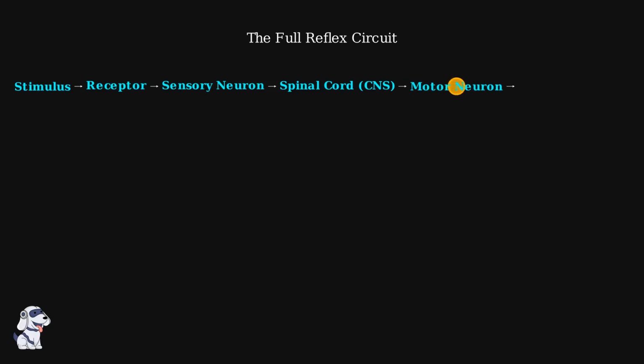To understand the full circuit, let's trace the signal pathway. It begins with a stimulus at the receptor, traveling through the sensory neuron to the spinal cord, then triggering a response through the motor neuron to the muscle effector. The muscle reacts immediately to protect the body. Only after the movement occurs does the signal reach your brain, allowing you to finally feel the sensation of pain. That is how your nervous system turns a stimulus into a life-saving response in just a few milliseconds.